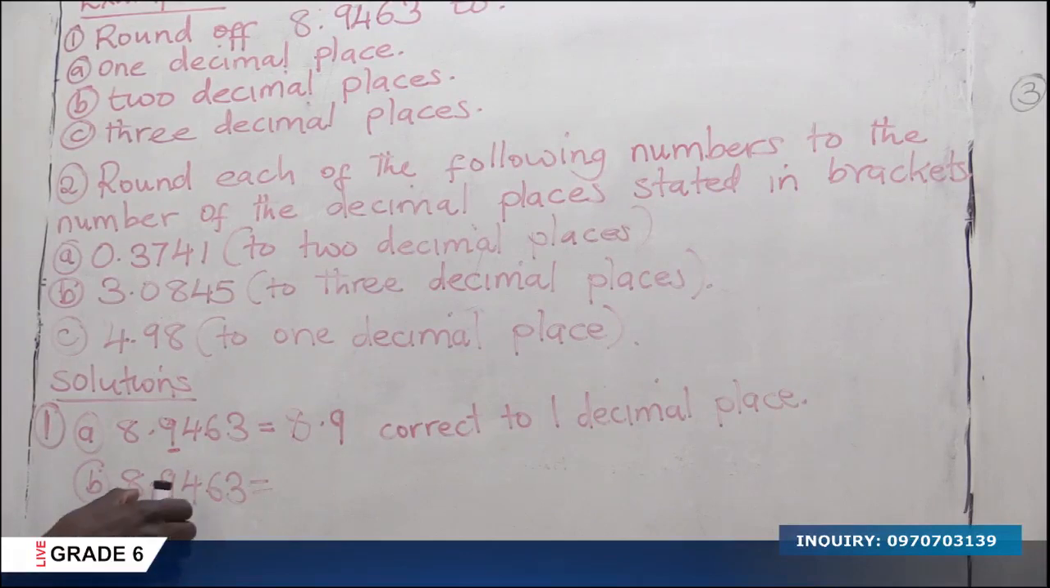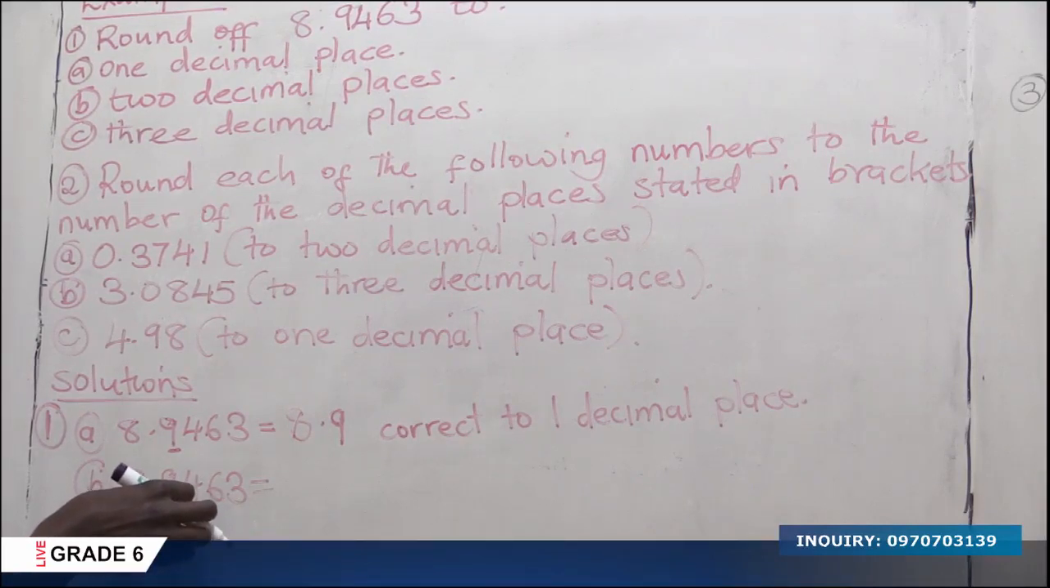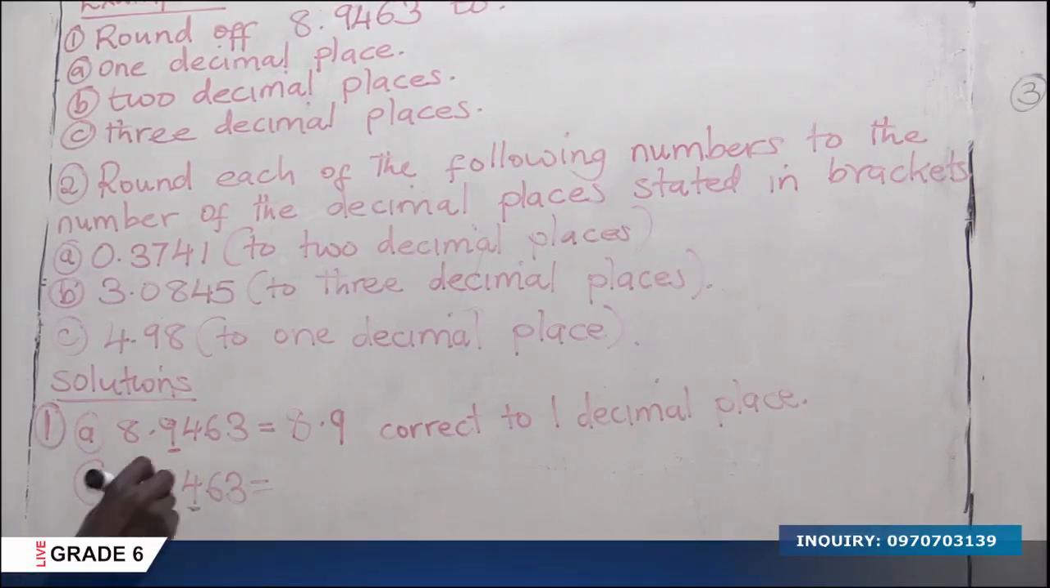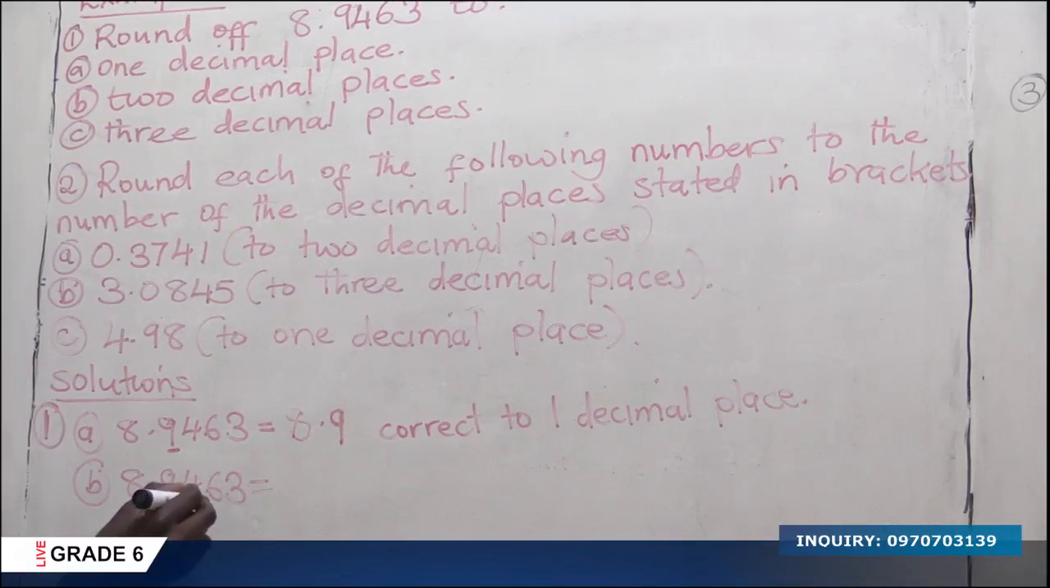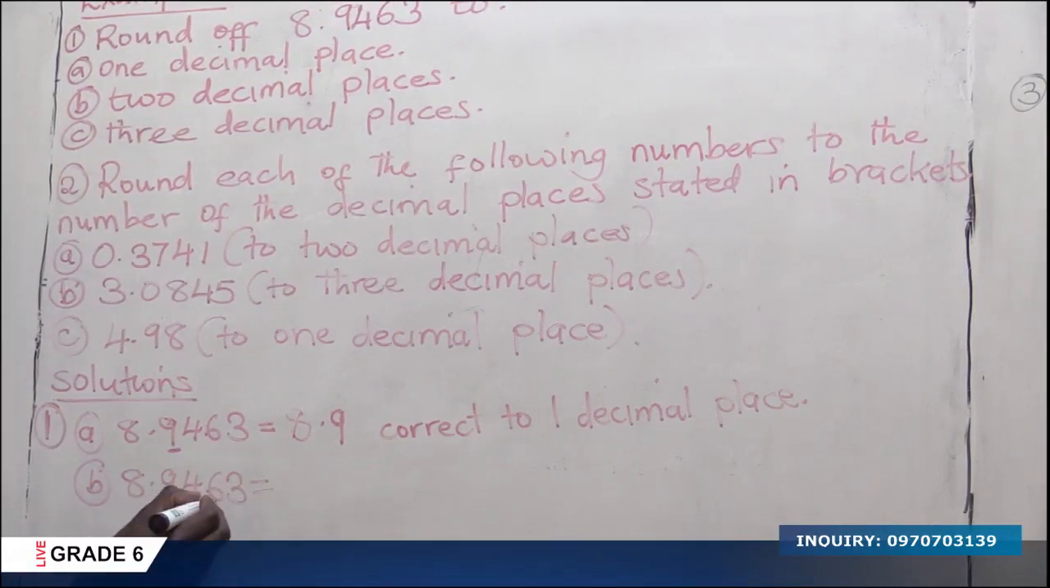So we can round off this number by checking, because the question says we round off to 2 decimal places. So this is the first decimal place and this one is the second decimal place. So our 4 there is the position for the second decimal place. So check the next number. The next number is between 5 and 9, which is 6.